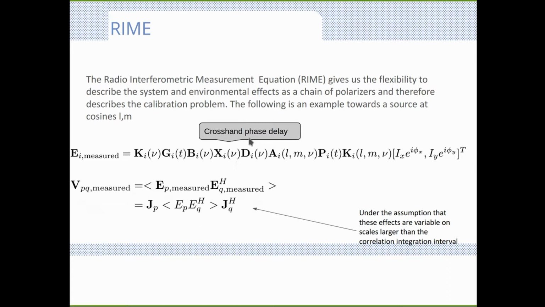Then we have the cross-hand delay. As I said, we have a delay between the two measured bases, so the vertical and the horizontal bases in this case. We have leakages, so the non-orthogonality bit coming in. We have the antenna response. The CASA people indicate this as A, we indicate this as E, so tomato, tomato, same thing. This is the most prominent direction-dependent effect, right? So this depends on direction cosines l and m, right?